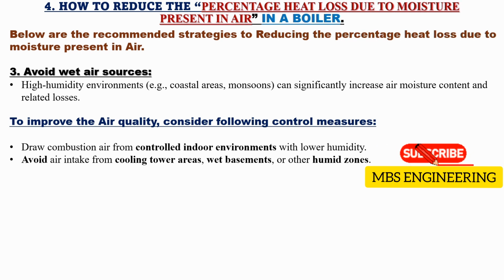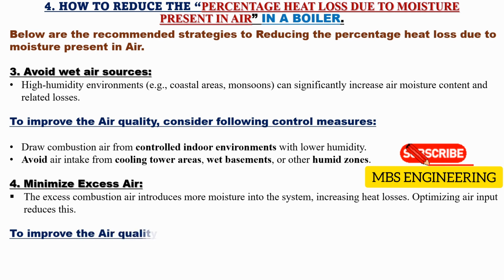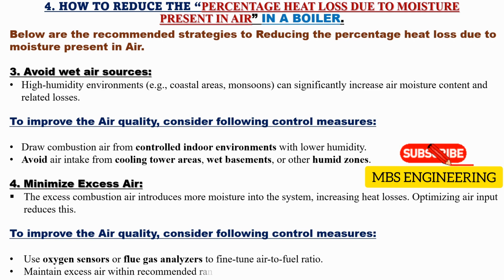The fourth recommendation to reduce the heat loss is to minimize excess air. The excess combustion air introduces more moisture into the system, increasing heat losses. Optimizing air input reduces this. To improve the air quality, consider the following control measures. Use oxygen sensors or flue gas analyzers to fine-tune the air-to-fuel ratio. Next, maintain excess air within recommended ranges.